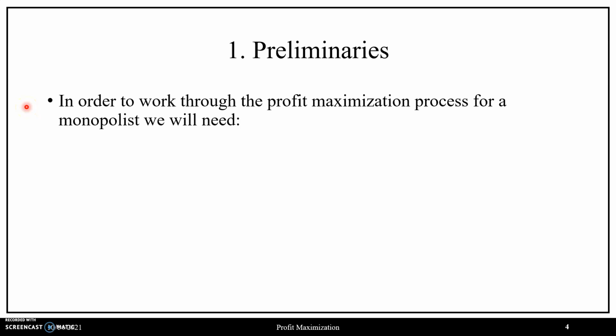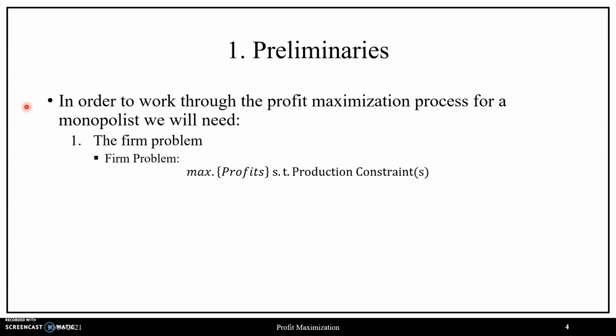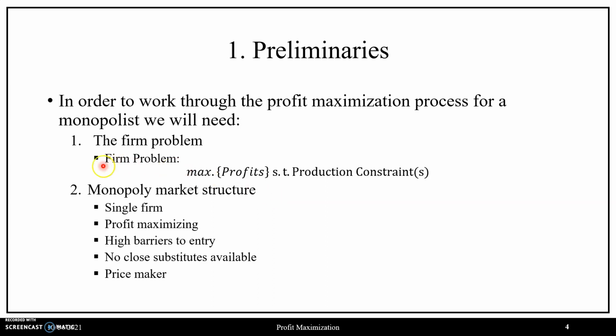Beginning with our preliminaries, in order to work through the profit maximization process for a monopolist, we will need two items. The first is the firm problem, in that firms maximize profits subject to the production constraints. This allows us to see how firms produce goods and services using their factors of production, as well as how they incur costs, generate revenue, and price their goods or services. But we cannot explicitly calculate the pricing strategy without a market assumption, which is precisely our second item: we need the market structure, and in this case we're assuming a monopoly. We have seen that this means there's a single firm operating in the space, who is a profit maximizer, and high barriers to entry exist, such that other firms cannot enter the market to compete.